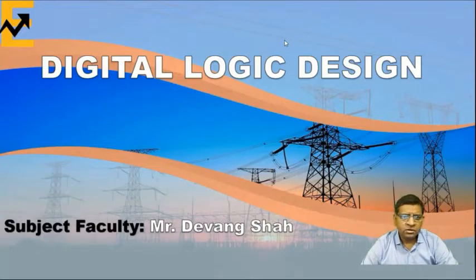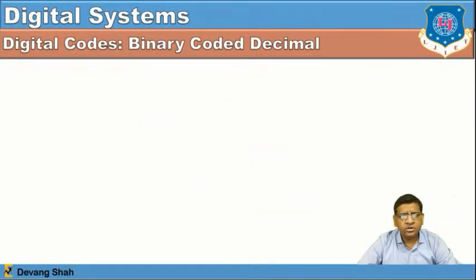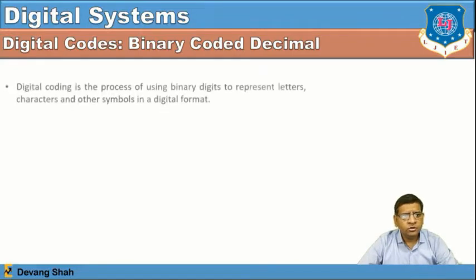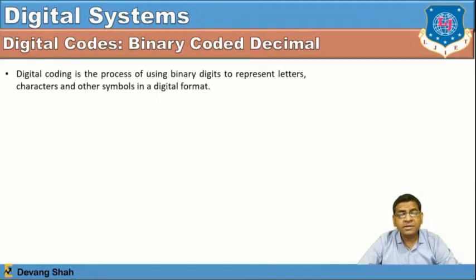During our previous session we discussed the different numbering systems. Following these numbering systems, now we design specific types of codes. Normally these codes are defined as binary codes, right? So if we first start with a binary code which we define as binary coded decimal, this code is defined as the BCD code. It is the process of using binary digits to represent letters, characters and other symbols in a digital format.